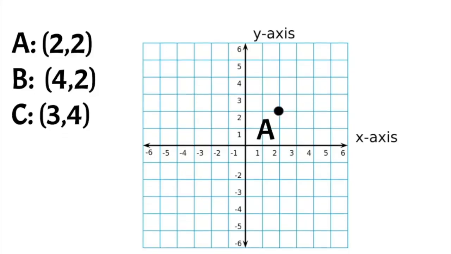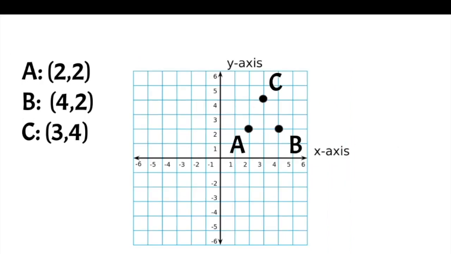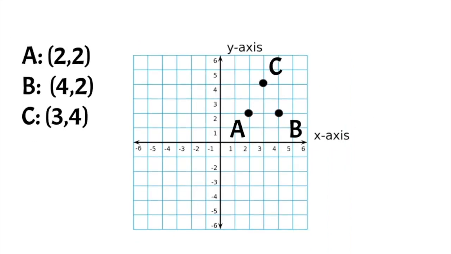Let's start by plotting these 3 points on the coordinate plane, A, B, and C. Now connect the dots to see what shape you've made. You've made a polygon, specifically a triangle.